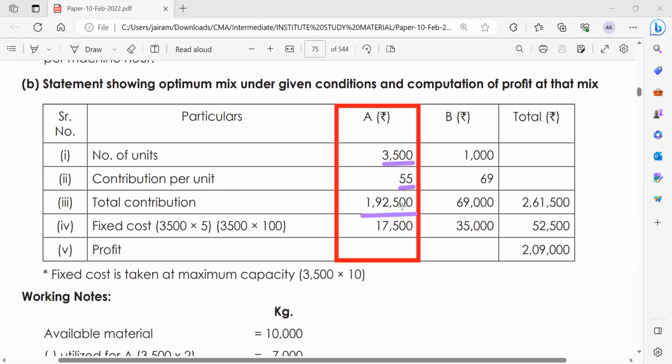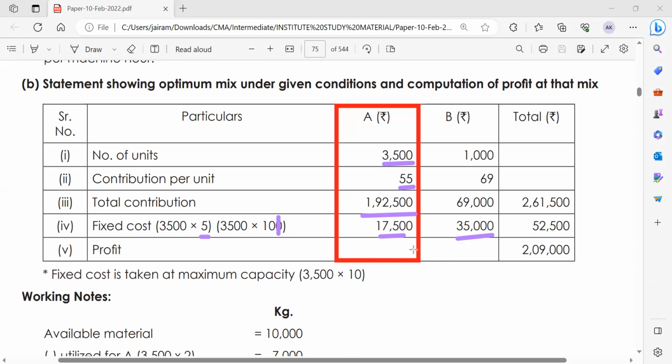From contribution, what you will do is deduct the fixed cost, because now you have got units. You can multiply by per unit fixed cost, which was given as 5 for X and not 100, it is 10 for Y. So 3,500 into 5 gives you this, and into 10 gives you this. This data we have not yet calculated. So this gives you your fixed cost, and this minus fixed cost will give you your profit.